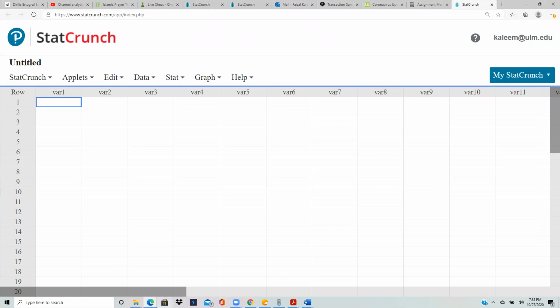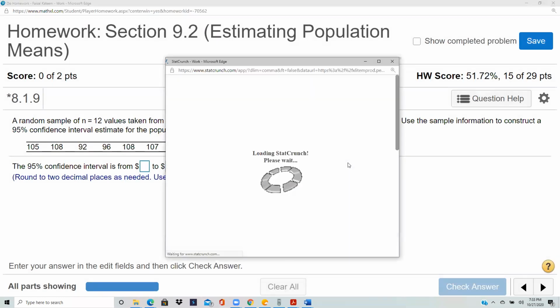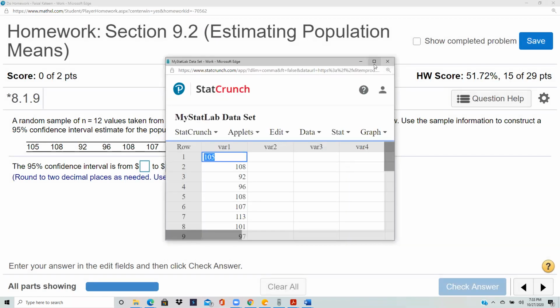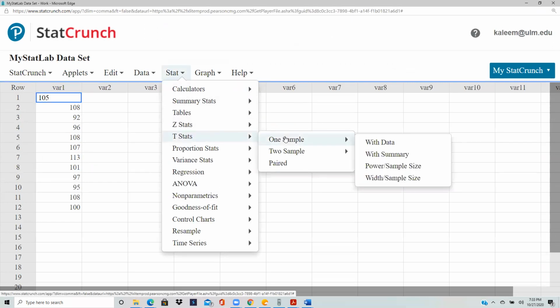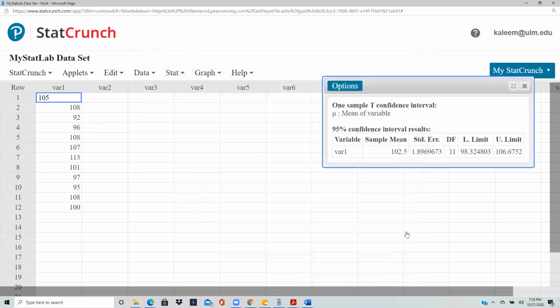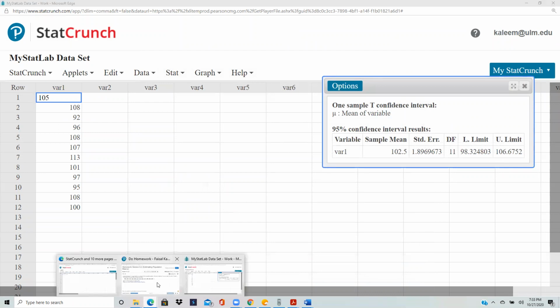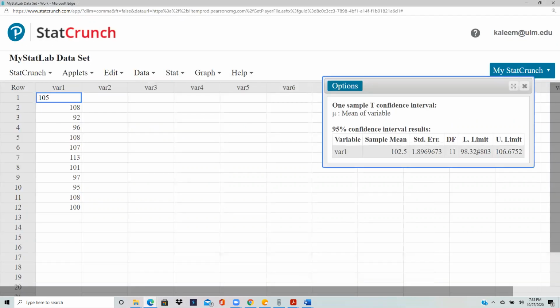Okay, so let's try it again. So you would do stats, t-stats, one sample with data. Select the column, select the confidence, it was 95%. And so it's 98.3 to 106.7. $98.32, 106.68.